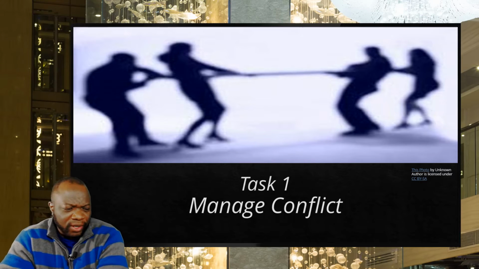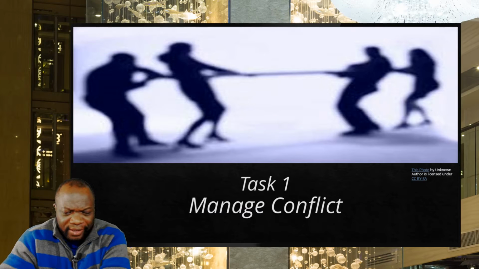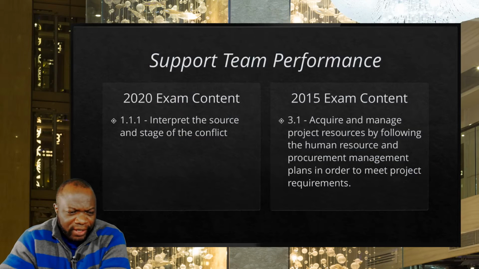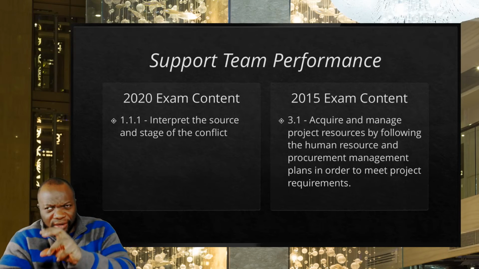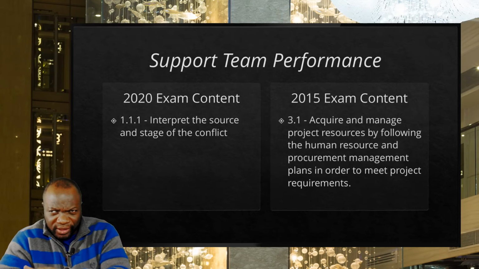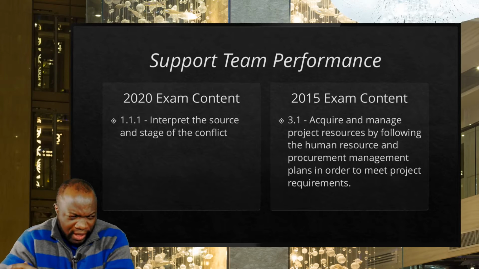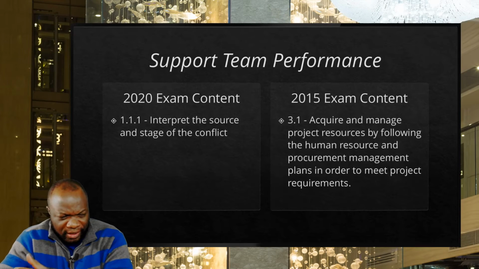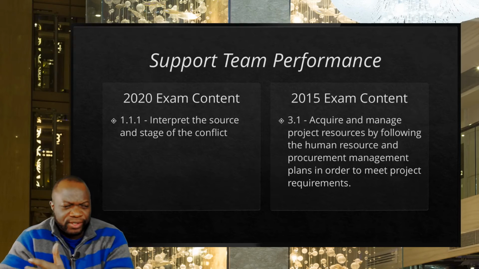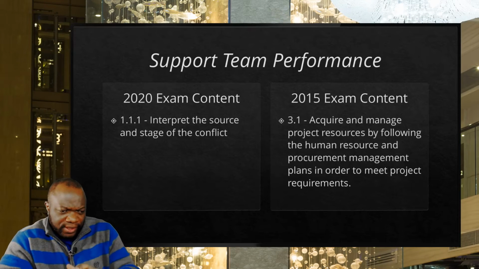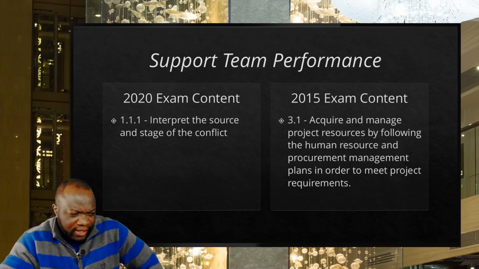But there are a few enablers that I want to cover really quickly today. And the enablers for this task are as follows. So taking a look at the screen, first enabler here is for you to understand the source and the stage of the conflict. So you got to understand who the conflict is with, who are the parties involved, and what is the stage of the conflict. And some of the common causes of conflict are reward systems or scarce resources or uncertainty when it comes to lines of authority, things like that.